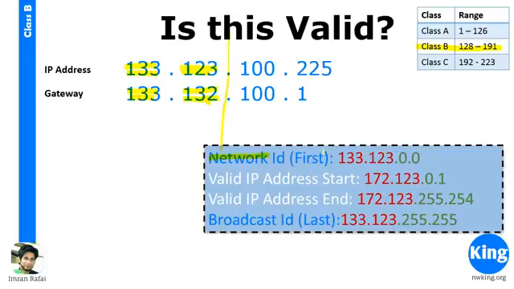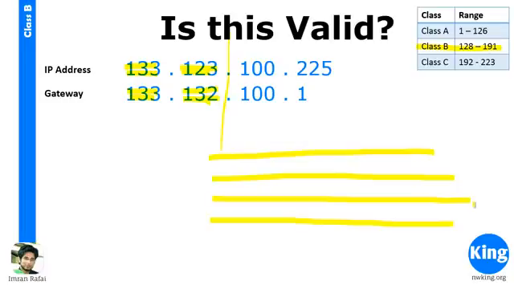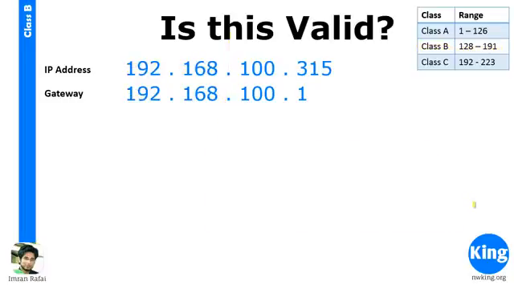So if you see, this is the first ID and this is the last ID, or the network ID and the broadcast ID, and the valid IP addresses are between these ranges. But our gateway is wrong and it is not valid. Brilliant. Now let's look at another example.